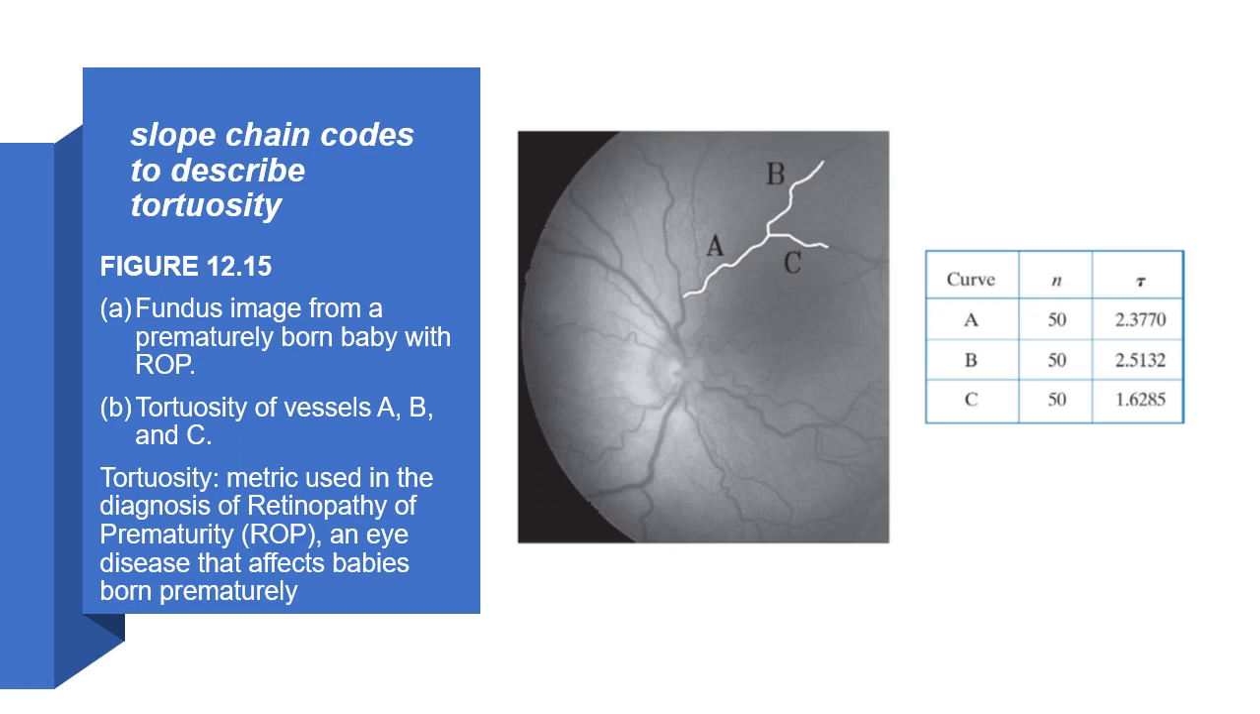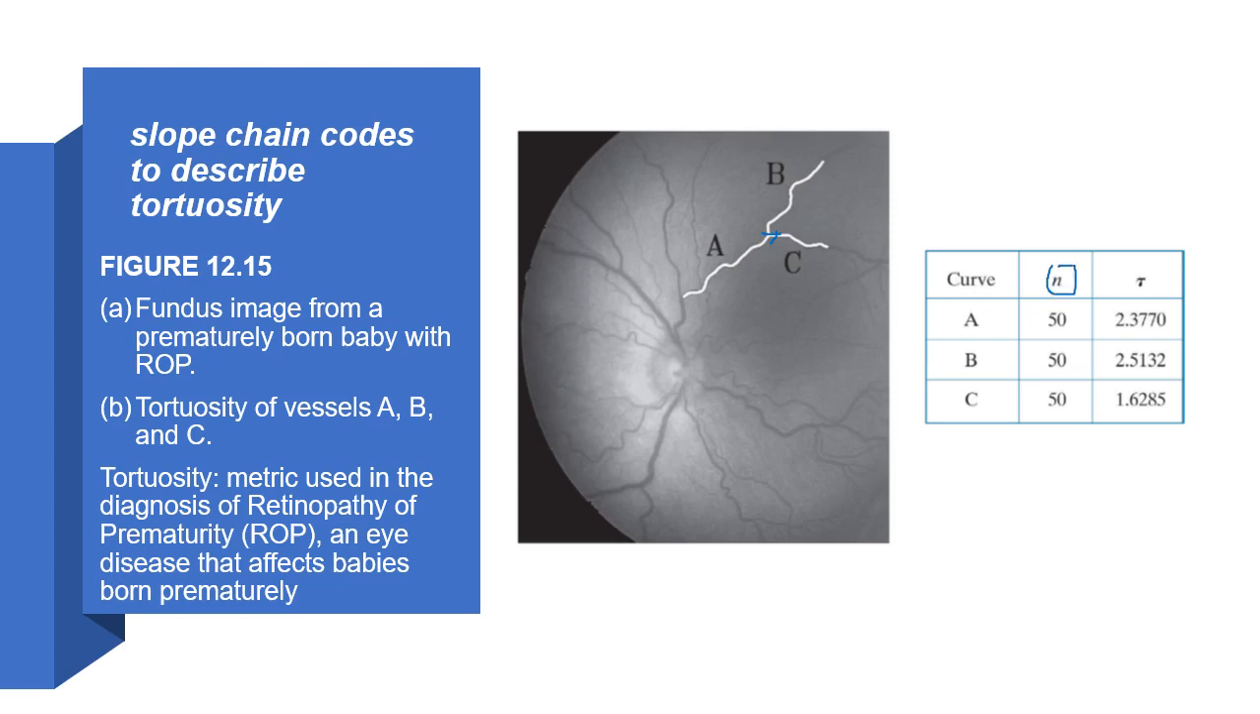So the vessels are divided into 3 segments. It is called segment A, B, and C. For each segment A, B, and C, we could describe the blood vessels using the tortuosity. We use n equal to 50 here. Of course, n could be any number.